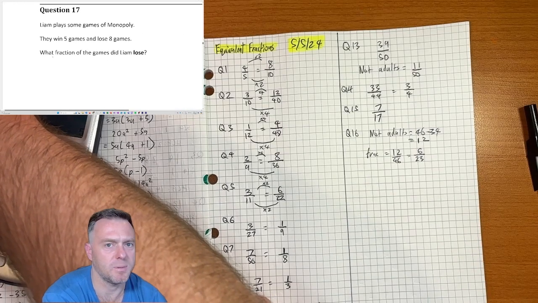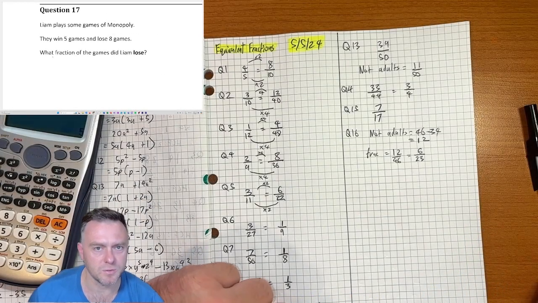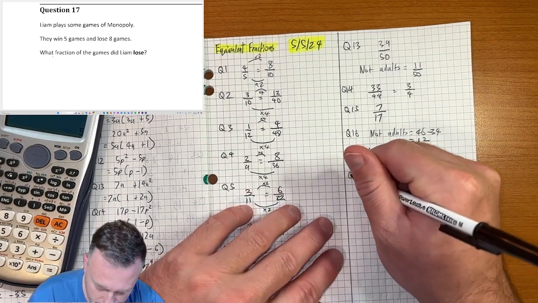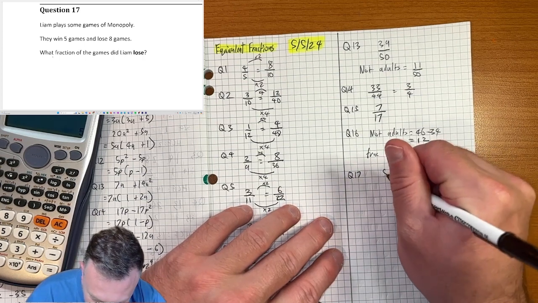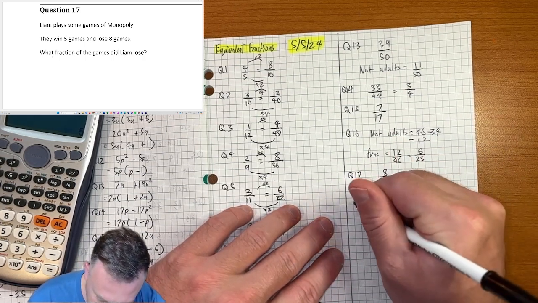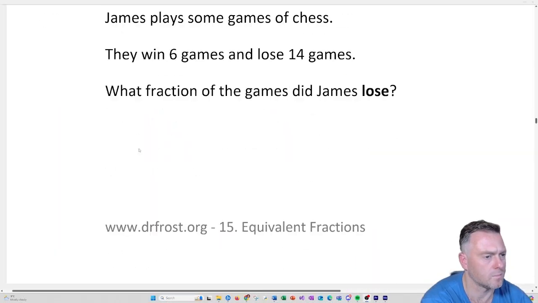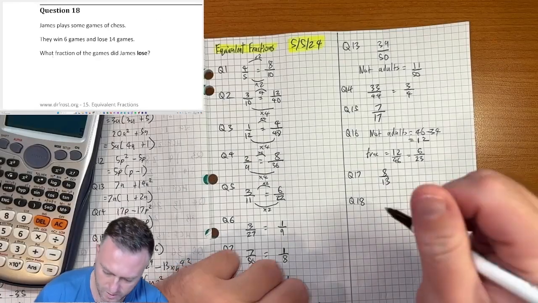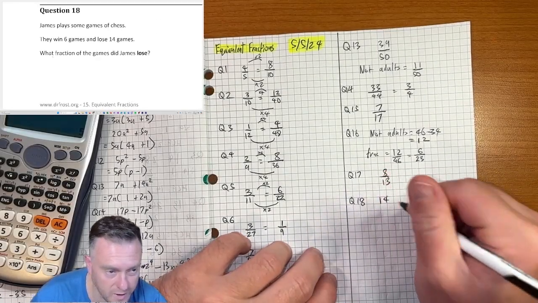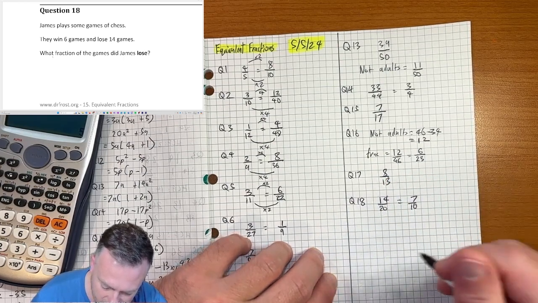Question 17, Liam plays a game of Monopoly. They win 5 games and lose 8. What fraction of the games did Liam lose? So he lost 8 of the games out of the 13. Question 18. Jason plays some games of chess. They win 6 games and lose 14 games. What fraction did James lose? So lost 14 of the games out of 20. And then we can divide both those by 2. So he lost 7 out of 10.